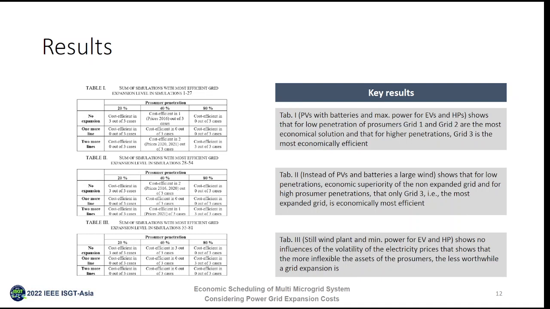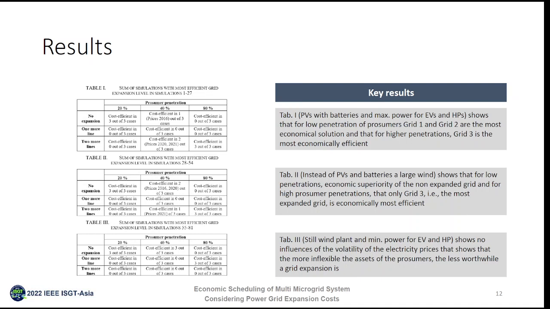The results show, depending on the initial conditions, different degrees of grid expansion are economically efficient. In the first microgrid case study with 27 simulations, PV with battery storage is implemented at prosumers, and power for electric vehicles and heat pumps is maximal. The results of the scenarios are shown in Table 1. Here it can be seen that only with low penetration of prosumers, grid 1 and grid 2 are the most economically efficient solutions. For higher penetration, grid 3 is the most economically efficient.